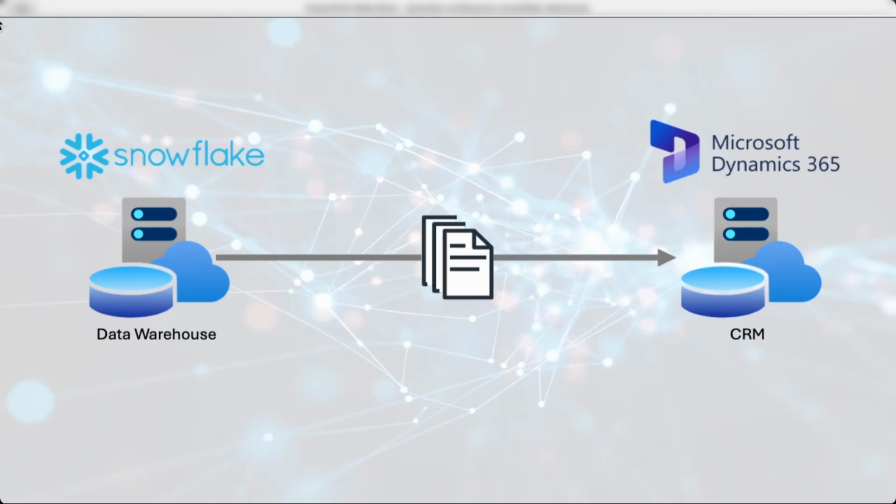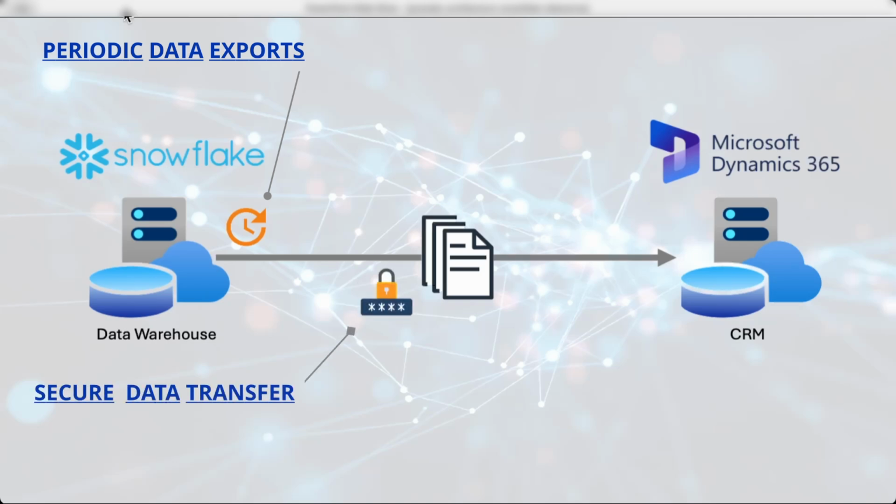Now that we understand the integration pattern, let's talk about the key requirements for building a robust data integration pipeline. When moving data between systems like a data warehouse and a CRM platform, there are a few critical things to keep in mind. Periodic data exports. The source system like Snowflake needs to export data on a regular schedule, such as daily or hourly. This ensures that the target system like Dynamics 365, having Dataverse as a data storage, always has the latest information.